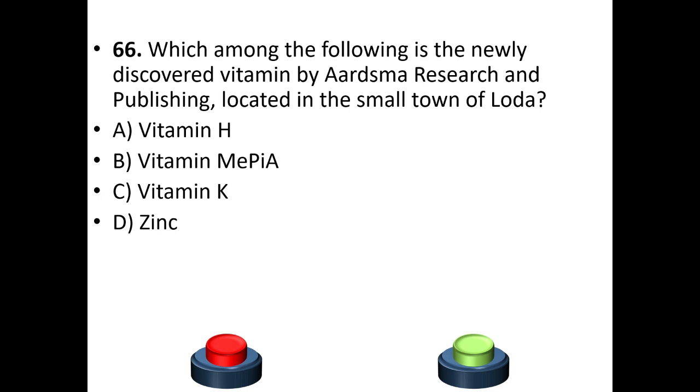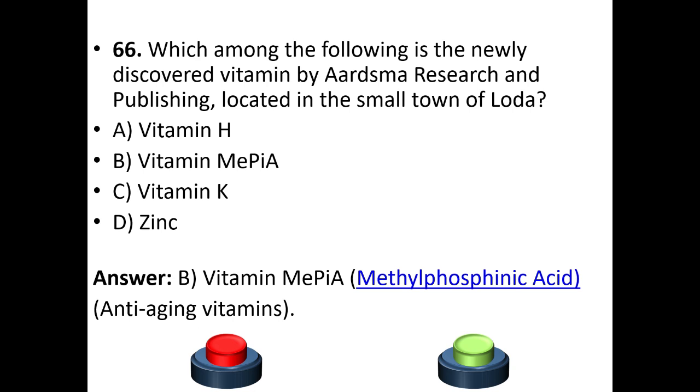66. Which among the following is a newly discovered vitamin by ADSMA Research and Publishing located in the small town of Lodha? A. Vitamin H, B. Vitamin MEPIA, C. Vitamin K, D. Zinc. Which is the answer? This is the current affairs question. The newly discovered vitamin is known as vitamin MEPIA, or methyl phosphinic acid. It is known as the anti-aging vitamin.